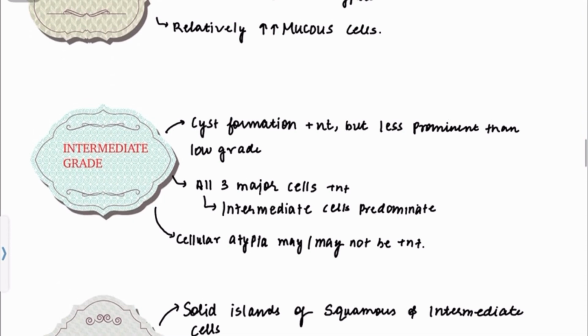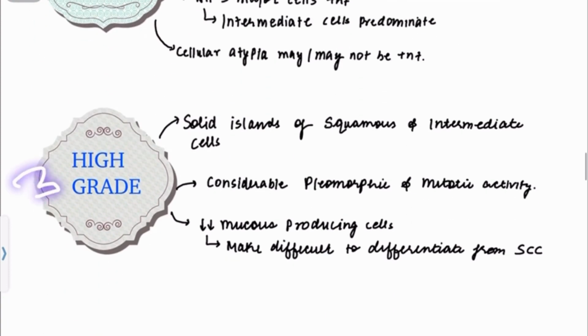Second is the intermediate grade. Obviously, the intermediate will be in the middle of the low grade and the high grade. So, in this, cyst formation will be present, but it will be less prominent than the low grade. All 3 major cells will be present, but intermediate cells will predominate, and cellular atypia may or may not be seen. Then the third and the last is the high-grade tumor.